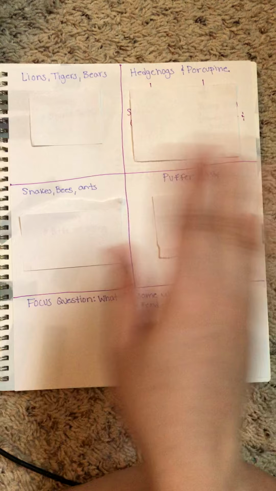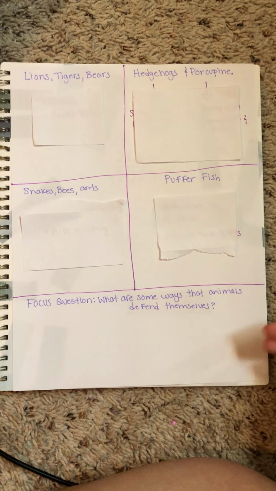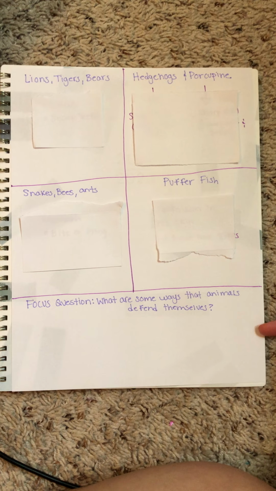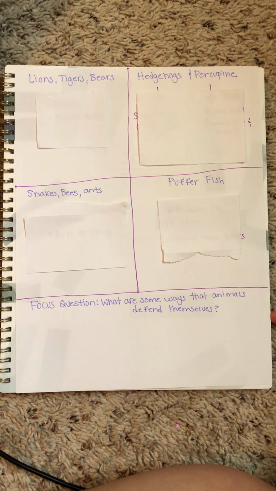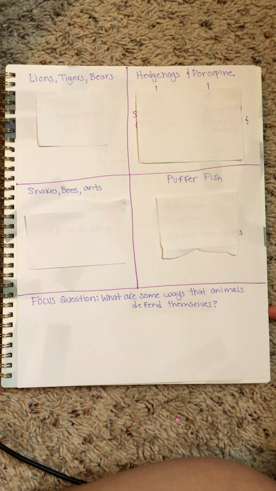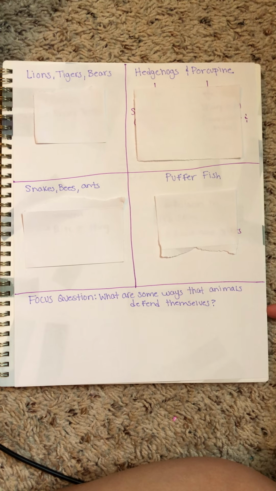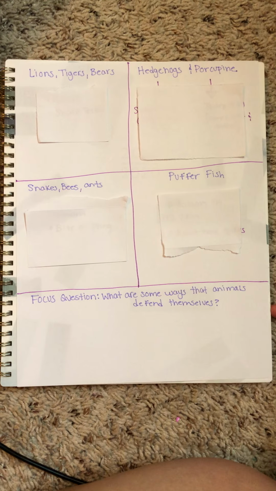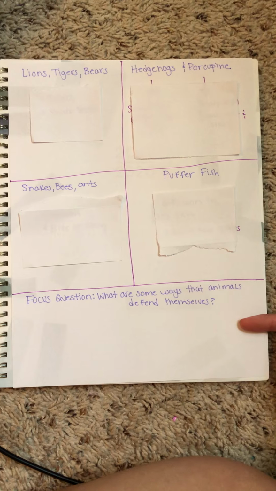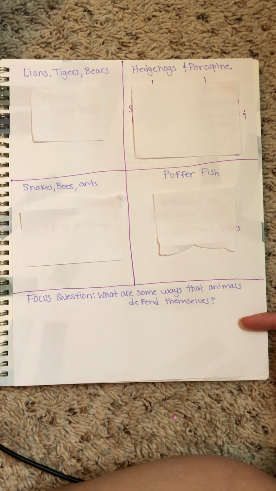So this we're going to do during the reading. And then so for our last square, this is what we're focusing on. So this is our focus question. Our focus question is, what are some ways that animals defend themselves? So after you're done making the activity, I want you to pause the video and then write me 1 to 2 sentences on this one right here. What are some ways that animals defend themselves?